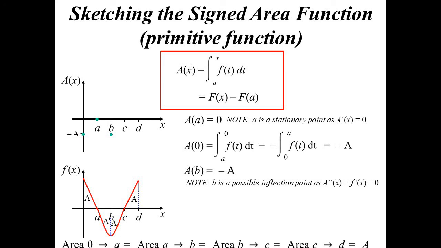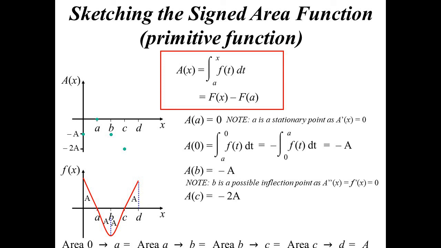Because have a look at it. The second derivative would be equal to the first derivative of this one. So the second derivative of A would equal the first derivative of function x. Well, at B, that first derivative is 0 because I've got a stationary point. Therefore, the second derivative of the curve I'm drawing is 0, and we know they're possible inflection points.